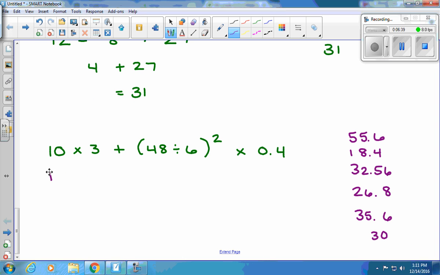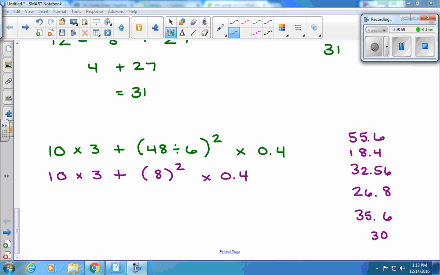The first thing it says is you do parentheses. So what I'm going to do is recopy this down, because it doesn't have anything to do with this. What is 48 divided by 6? 8. I'm going to keep that in parentheses. I'm going to put my squared times 0.4. So parentheses, I've done parentheses, now I need to do my exponents.